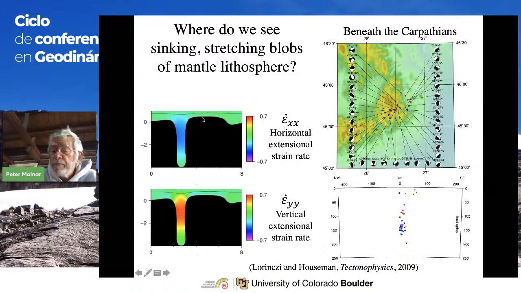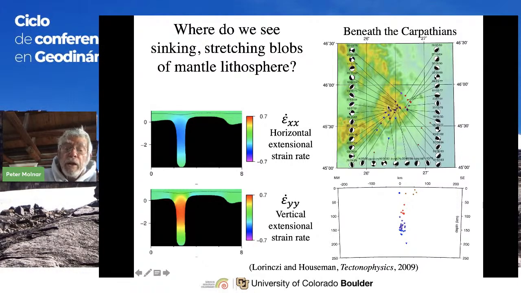And when they do their numerical calculations, the blue is showing the horizontal extension rate, and hence it's positive, meaning, I'm sorry, I've mixed these. No, I haven't mixed. The vertical extension rate is large and you're stretching in here. The horizontal extension rate is negative because you're compressing in this area. So this blob is sinking and being compressed horizontally. This is the image that they have of this region.